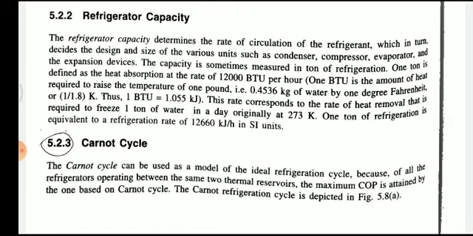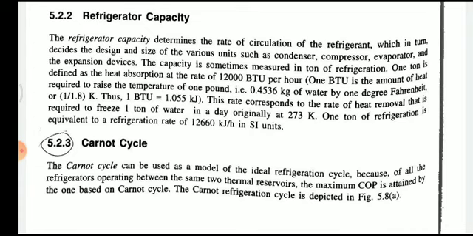The capacity is sometimes measured in tons of refrigeration. 1 ton is defined as the heat absorption at the rate of 12,000 BTU per hour. That means 1 ton is defined as the heat absorbed at 12,000 BTU per hour.